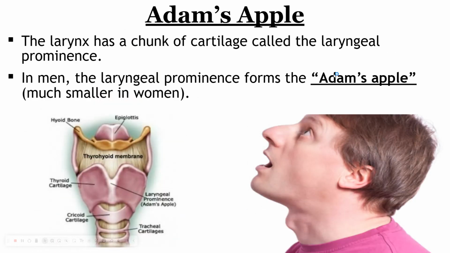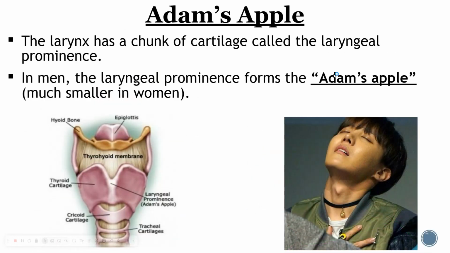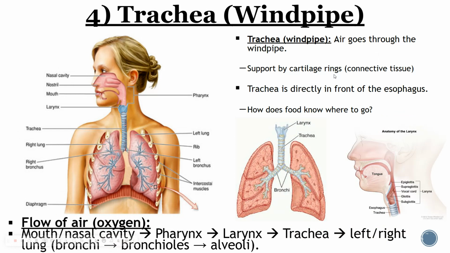So now, we're going to continue our journey, and we're going to head down the next part, which is the trachea. So the trachea, we sometimes call that the windpipe. And it's basically where air continues to flow down on its journey towards entering the lungs. What I want you to understand is that that windpipe does not allow food to go into it. So this is the trachea. Do not think that it's part of the esophagus. The esophagus is actually behind the trachea.